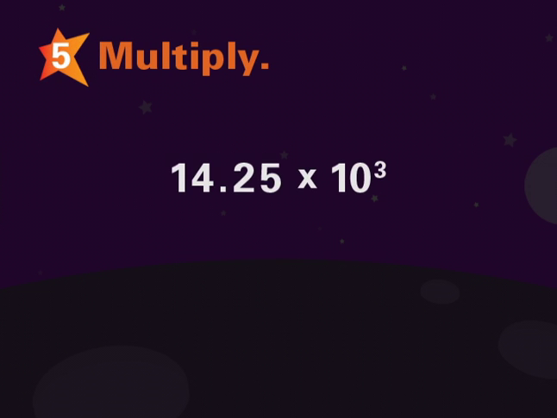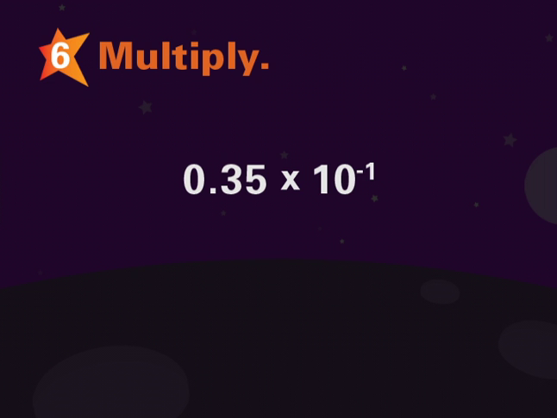In problem 5 of your lesson notes, multiply 14 and 25 hundredths times 10 cubed. To multiply by 10 to the third power, move the decimal point 3 places to the right, adding zeros where needed. I needed to add 1 zero. The product is 14,250. In problem 6 of your lesson notes, multiply 35 hundredths times 10 to the negative first power. To multiply by 10 to the negative first power, move the decimal point 1 place to the left. The product is 35 thousandths.